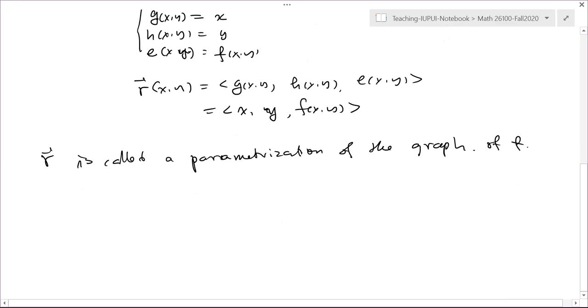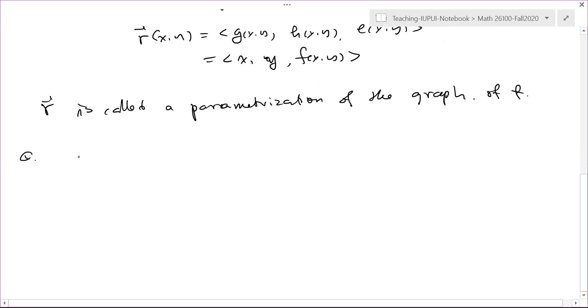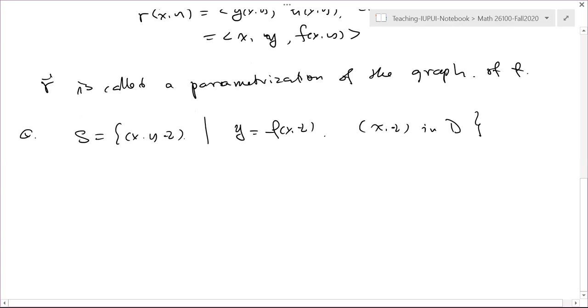Now another example is if we describe the surface in the following way: x, y, z, but this time y is going to be a function of x, z. That's possible, right? And x, z are in the domain D. This is a domain in the xz plane, okay? So the surface looks like that. This time, the graph looks like that, okay?